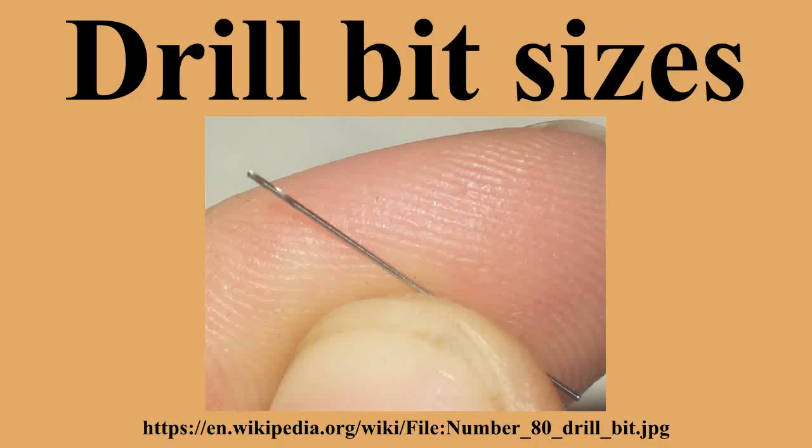ANSI B94.11M-1979 sets size standards for jobber length straight shank twist drill bits from 1/64 inch through 1 inch in 1/64 inch increments. For taper shank drill bits, the standard continues in 1/64 inch increments up to 1 3/4 inches, then 1/32 inch increments up to 2 1/4 inches, 1/16 inch increments up to 3 inches, 1/8 inch increments up to 3 1/4 inches, and a single 1/4 inch increment to 3 1/2 inches.